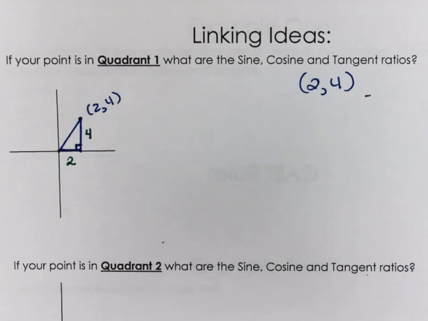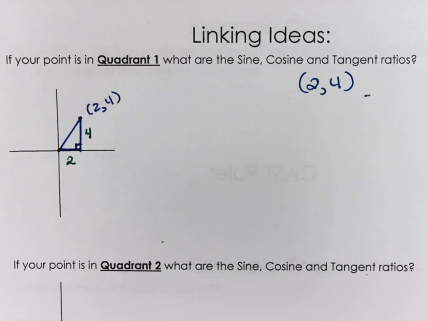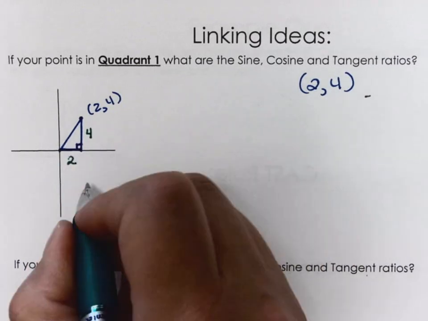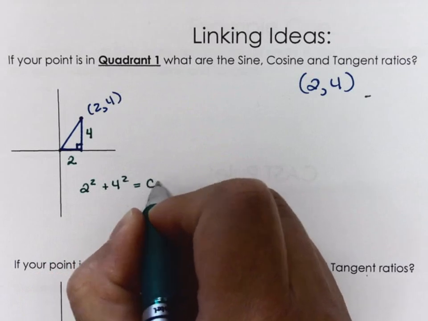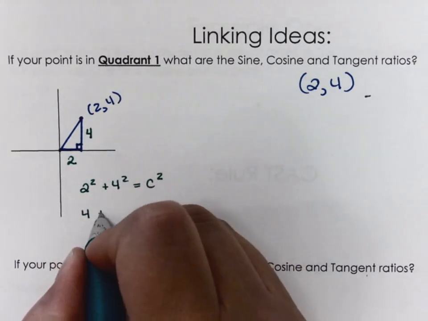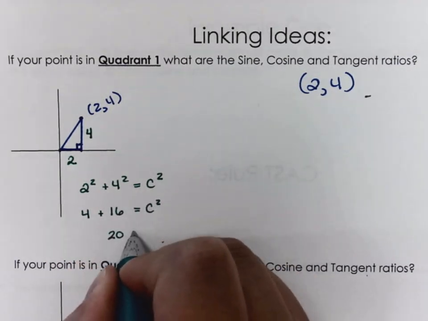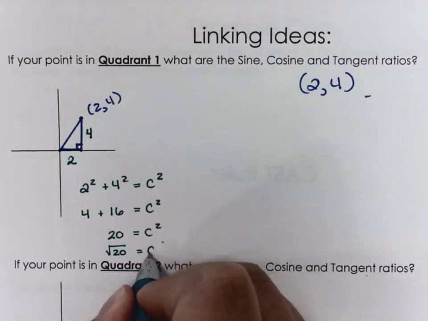Now, you could solve for an angle and then solve for a missing side, but really what I'm trying to find is the hypotenuse here. So I'm going to use Pythagorean theorem because it's going to save me some time. So these would be my A and B because my hypotenuse is always the C. So I'm going to have 2 squared plus 4 squared equals C squared. 4 plus 16 equals C squared. So we have 20 equals C squared. And so the root of 20 is equal to C.